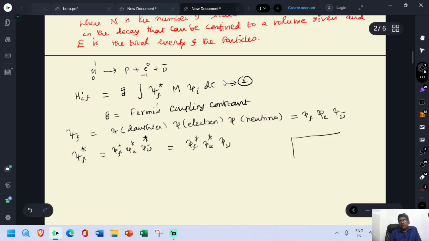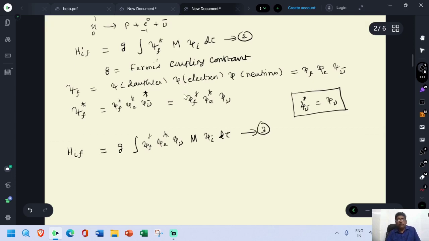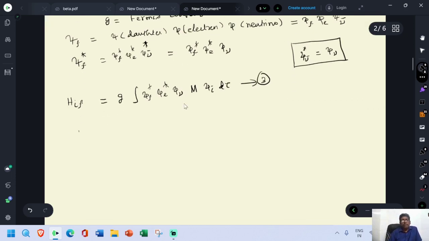Here we have to keep in consideration the wave function corresponding to the antineutrino and a star. The complex conjugate of the wave function corresponding to antineutrino equals the wave function of the neutrino. Now, the value of H_if is equal to G times the integral of ψ_f* ψ_e* ψ_ν M ψ_i dτ. This is equation 3. Now we have to find out the values of ψ_e* and ψ_ν.